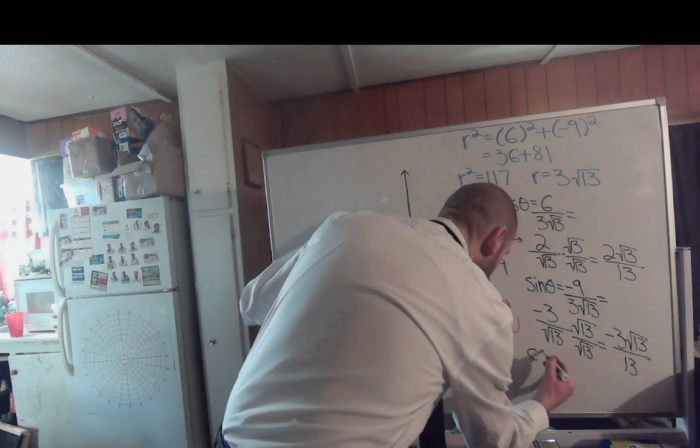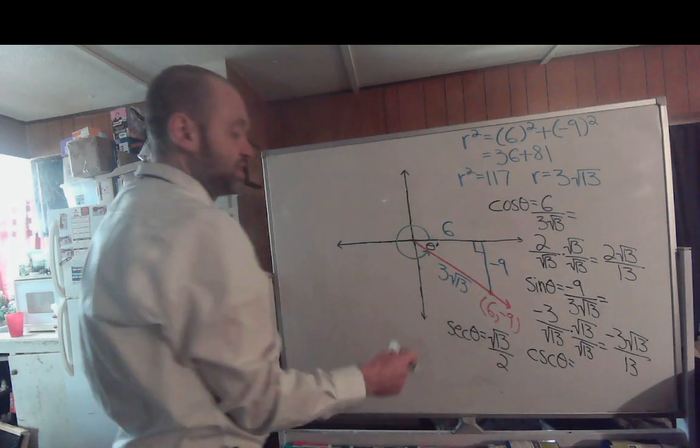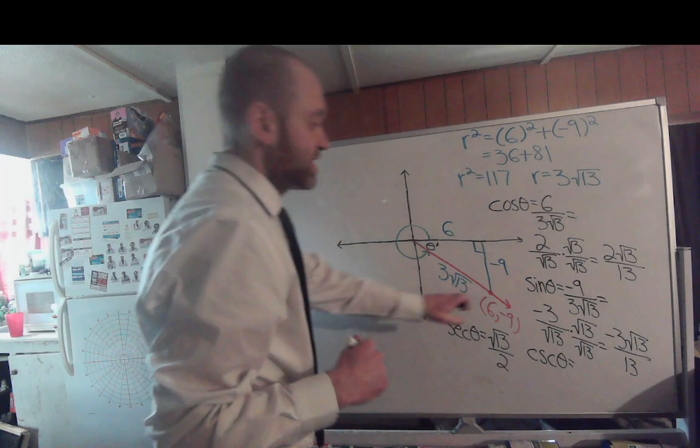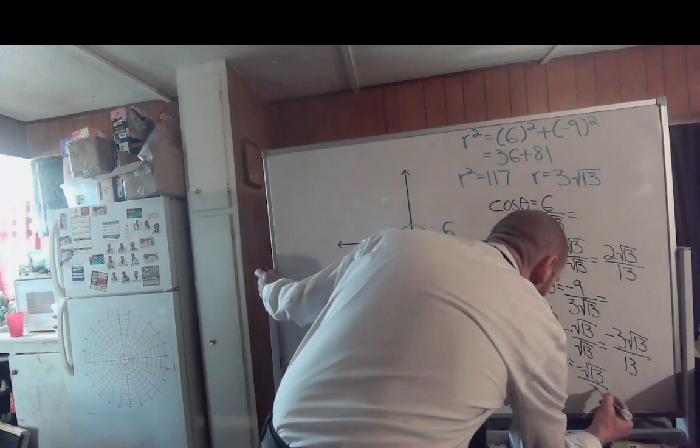Now let's find the cosecant of theta. That's my hypotenuse over opposite. So 3 times the square root of 13 over -9. That'd be negative of the square root of 13 all over 3.